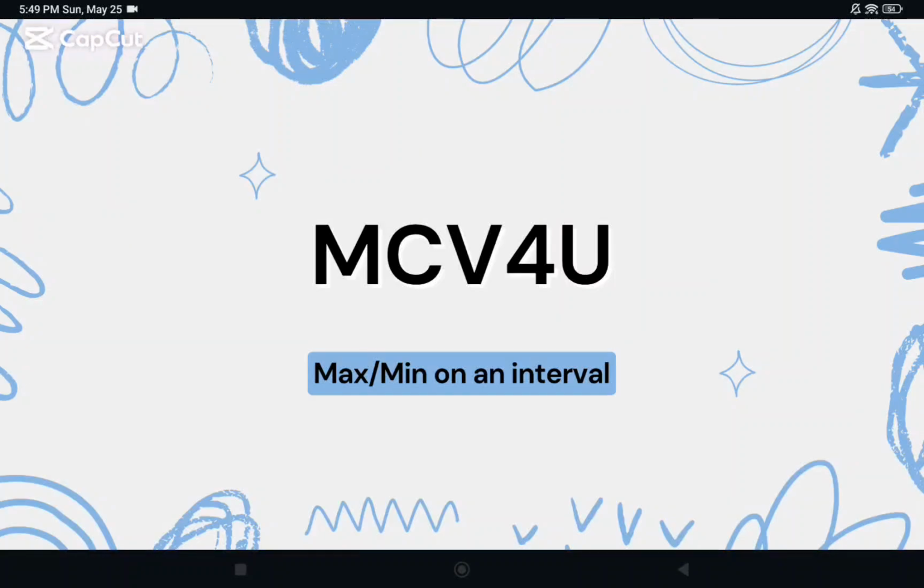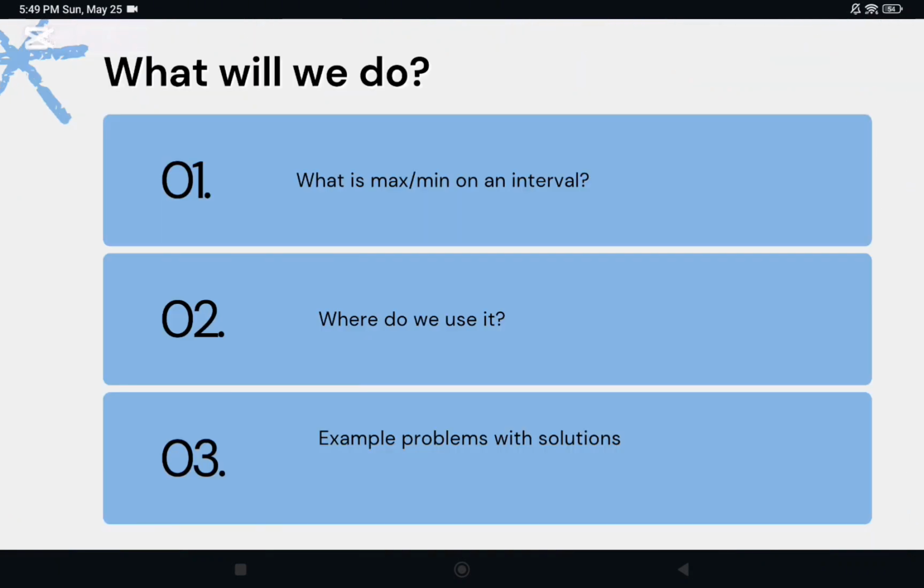Hello guys, I am Kaung Myat Sanda and I will be teaching you about the maximum and minimum on an interval for this calculus lesson. So let's begin.